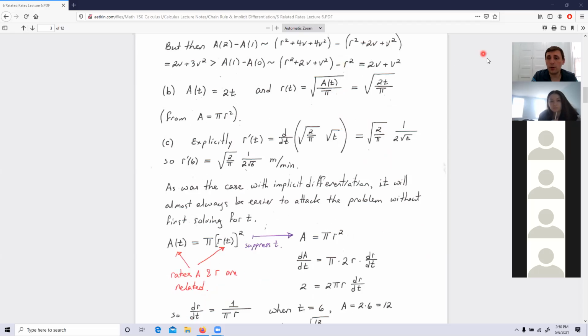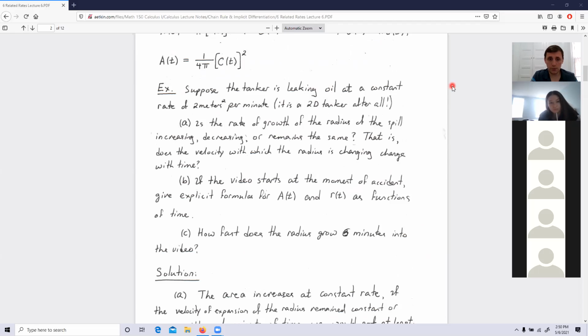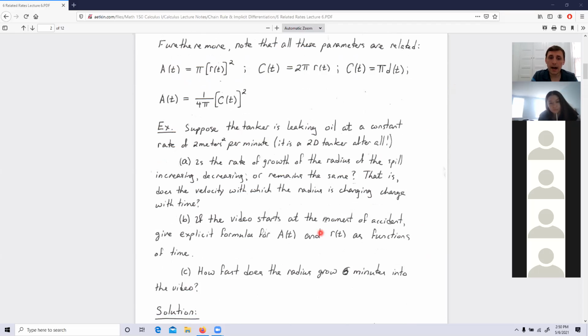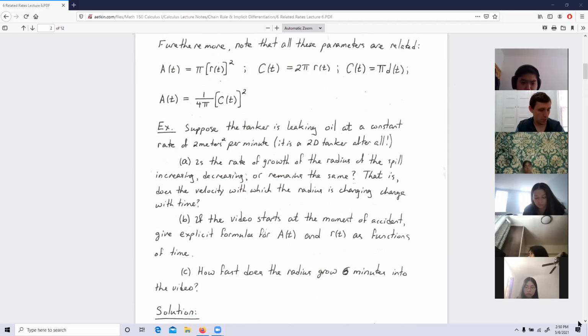So we can, of course, guys, use implicit differentiation. Suppose this is the question, guys. How fast does the radius grow 6 minutes into the video? Question understood? How fast does the radius grow 6 minutes into the video?